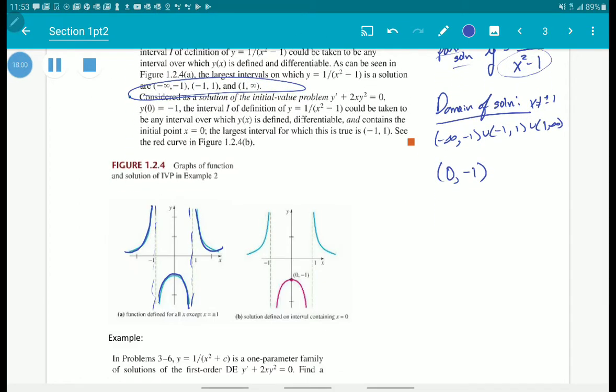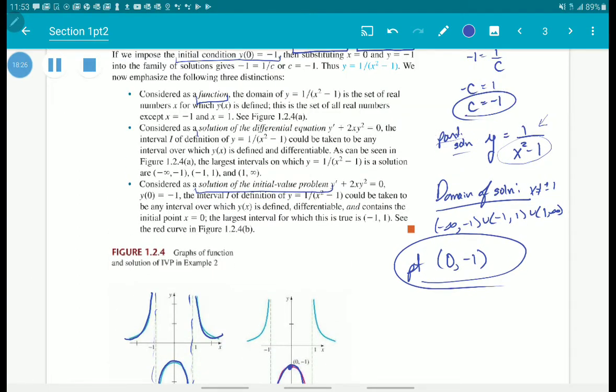And the point (0, -1) lives here. So the piece that we found was actually this middle piece because of the point that was used for that particular solution. So then if we're talking about the solution of the initial value problem, there's the difference versus the solution of the differential equation versus the domain of the function.